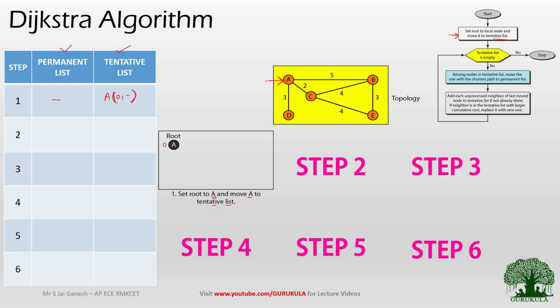Now let us move again to the flowchart. So what is happening in the flowchart? We have to check whether the tentative list is empty or not.